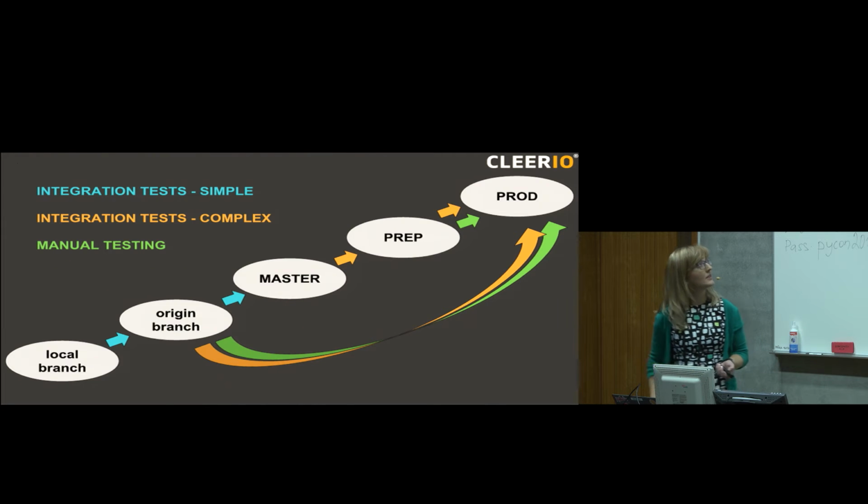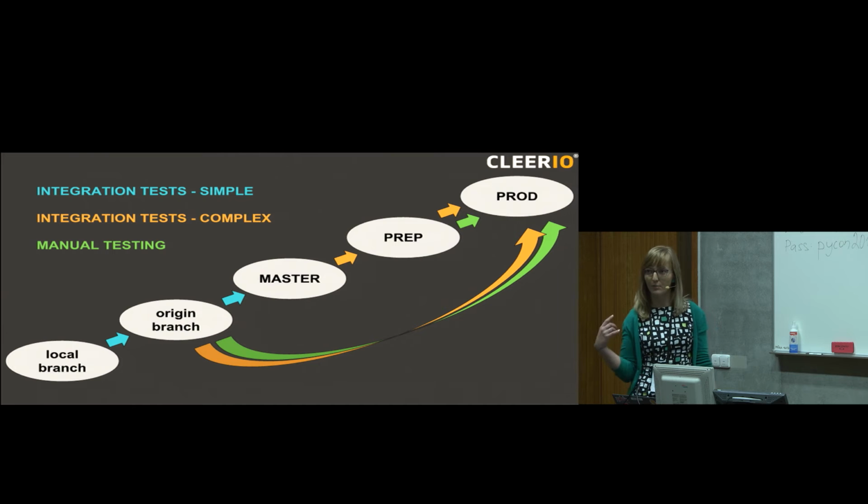And now, on this chart, I will tell you how it is integrated into our development and release process. So we created 2 types of tests, simple and complex. Simple test is pretty fast. It just covers the fundamental functionalities of the application, and it runs automatically with every build, with every push to origin. So it's the blue one here, and also with every push to master.